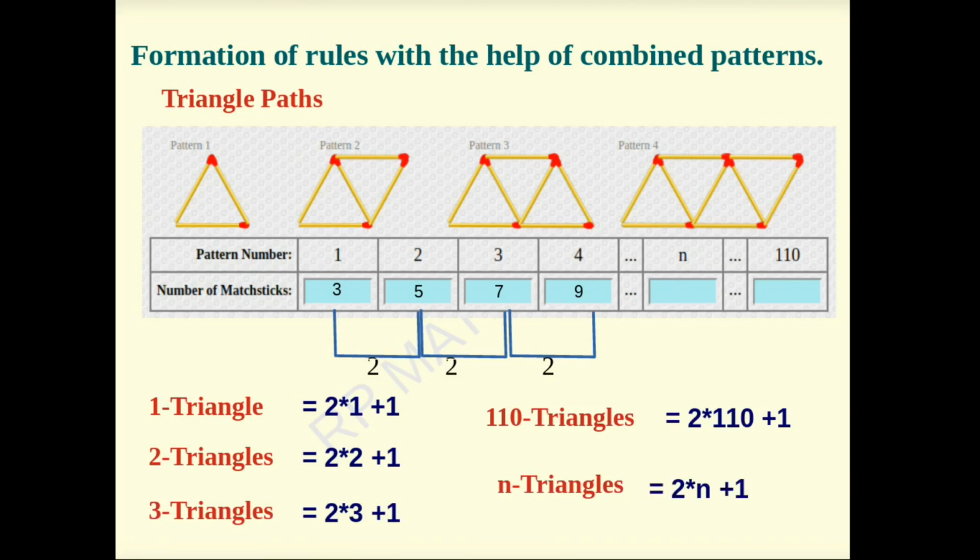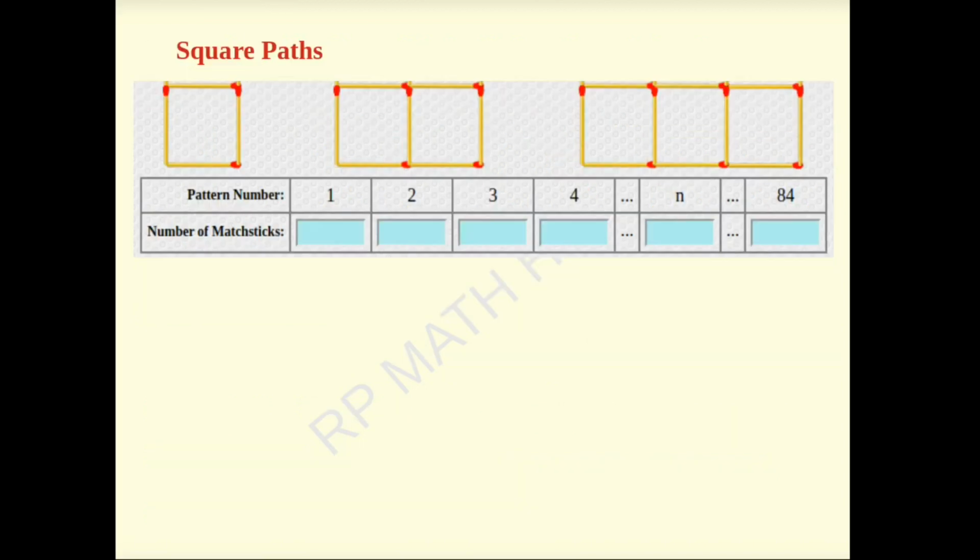Yes, for n triangles, 2n plus 1 matchsticks were needed. And for 110, 221 matchsticks were needed. Observe one more pattern, combined pattern, square paths. Here 1 square 4, 2 squares 7, and 3 squares 10. You count them individually, you will get 10. For 4, 13.